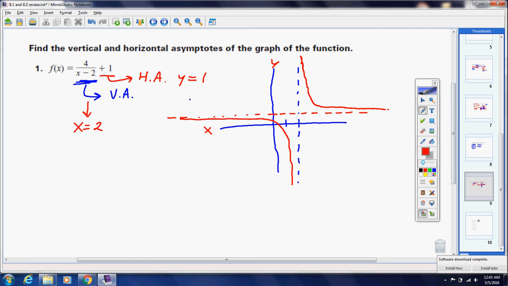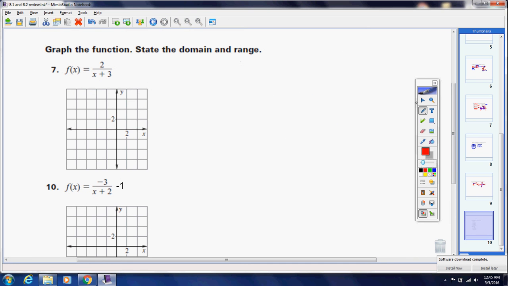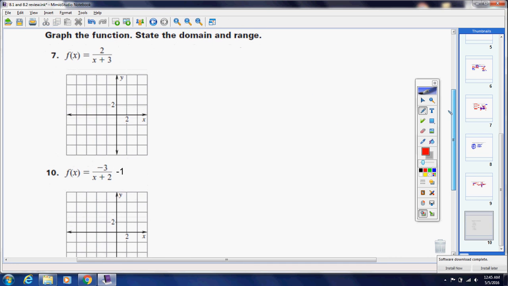All right, let's graph this. Let's graph these type of equations. Okay, so again, same concept. This is going to show our horizontal, or I'm sorry, our vertical asymptote. And then this out here is going to show us our horizontal asymptote.